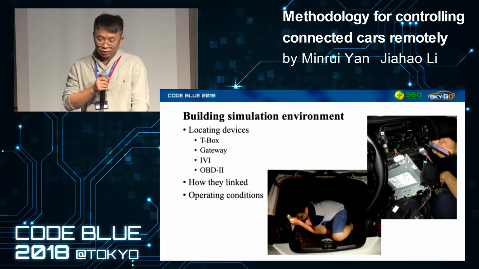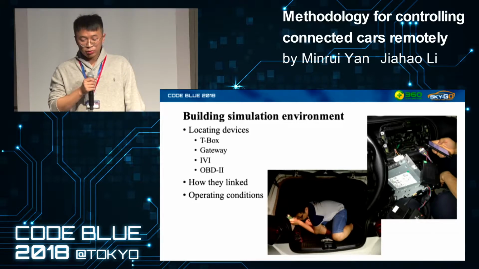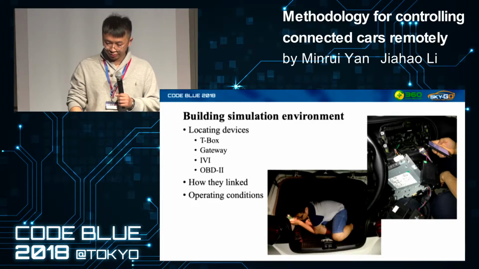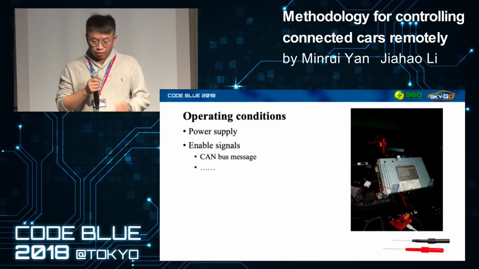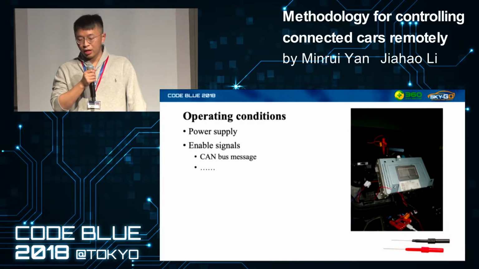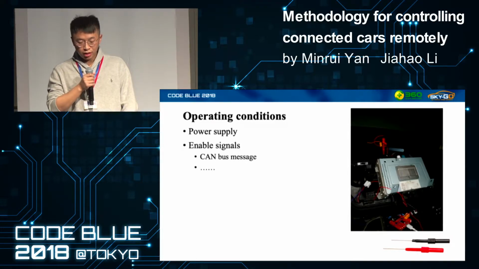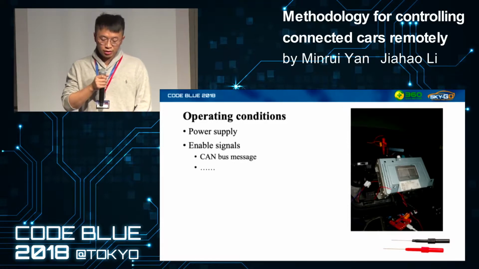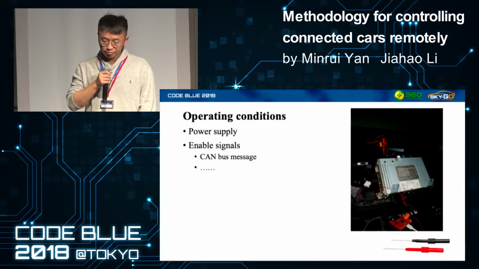To build a simulation environment, sometimes we need to collect some information from a real car. By doing this, we can find out where the devices are, how they link with each other, and how they work. To make sure parts can run outside of the car, we need to know the operating conditions for the parts. This could be some signals from different ECUs.